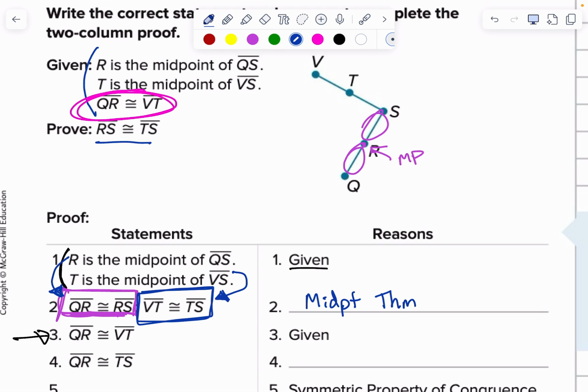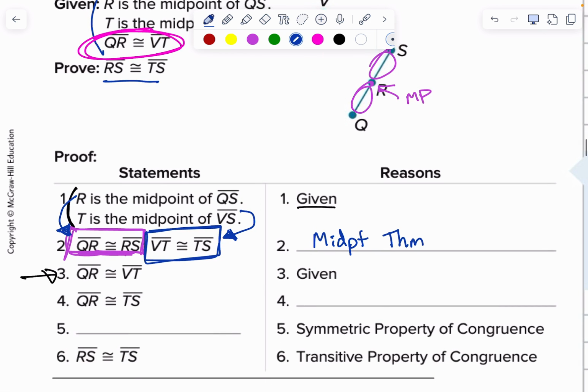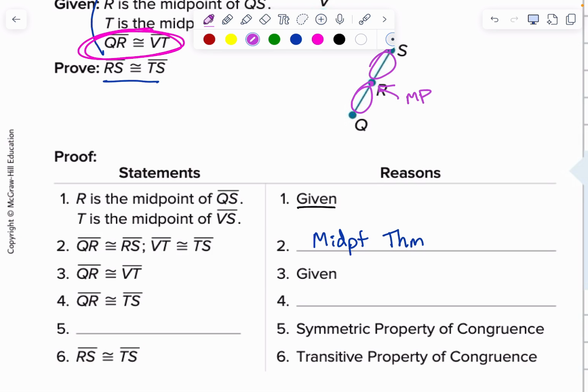If they say that it's a midpoint, then those 2 sides are congruent. That's the midpoint theorem, right? Okay, so there is that. Then they pull out the next piece of given information. They wrote that down. That's given, right? Okay.